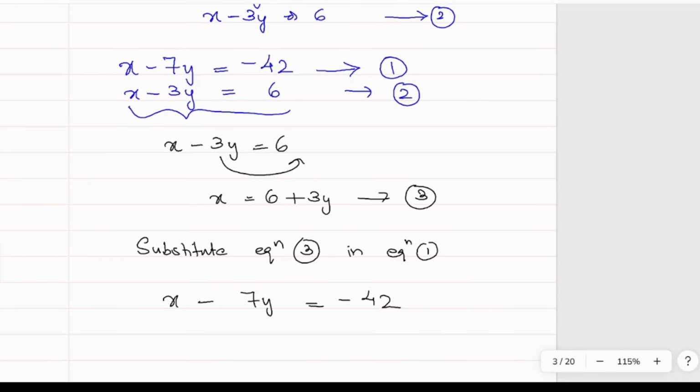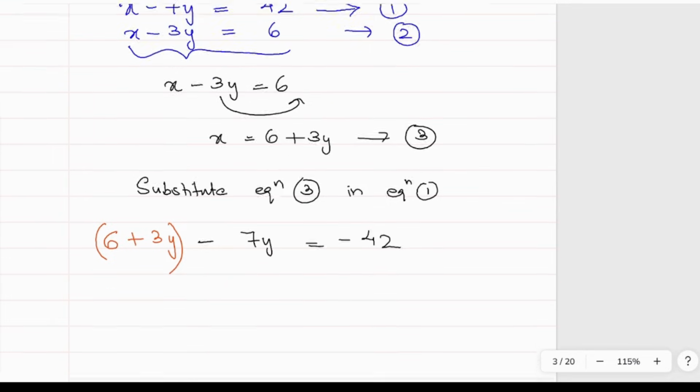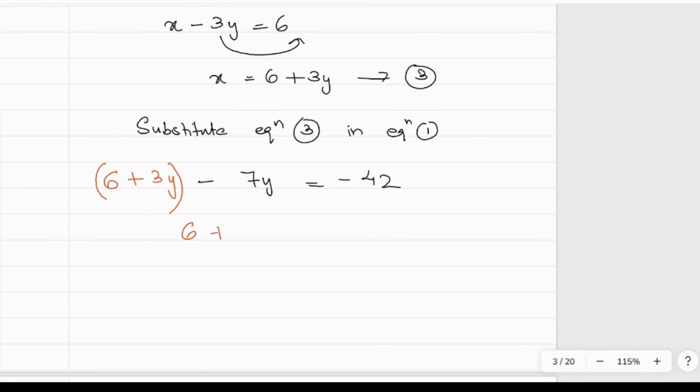What I have to do? I have to remove this x and in the place of the x, I need to insert what? 6 plus 3y. That is the value for what? x. 6 plus 3y minus 7y equal to minus 42. Now I can solve it, right? Minus 3y means plus 3y minus 7y equal to minus 42. 6 minus 4y equal to minus 42.